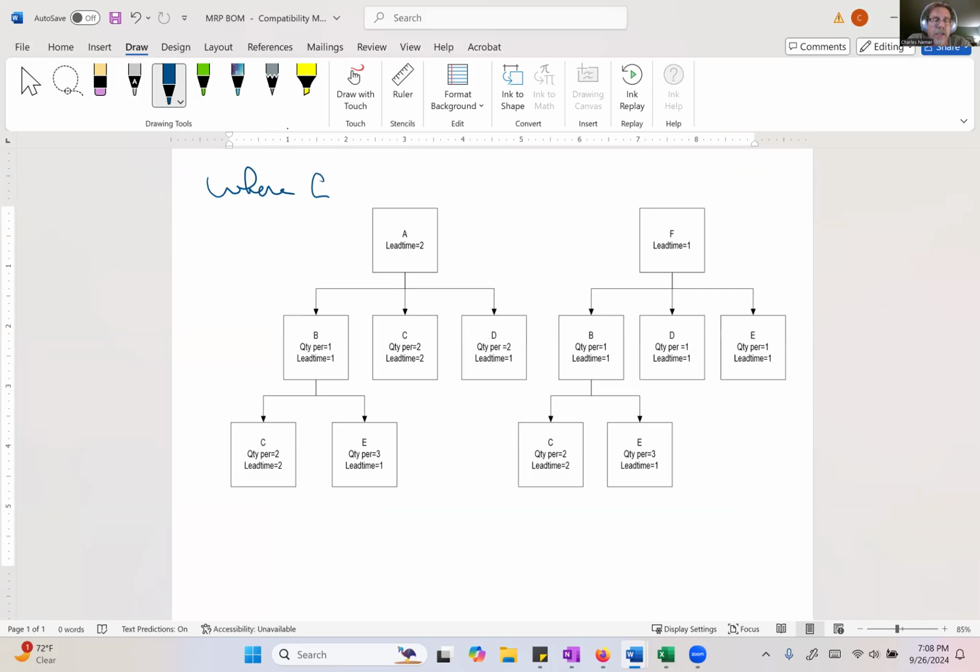So let me give you a chance to kind of get the brain going here this evening. And then either in the chat box or jump online, let me know what you identify for where does demand for C come from.